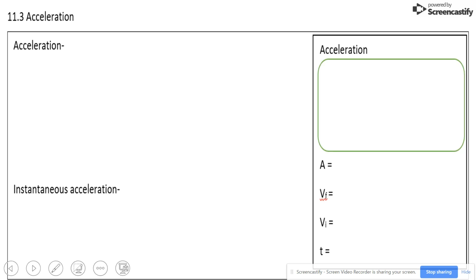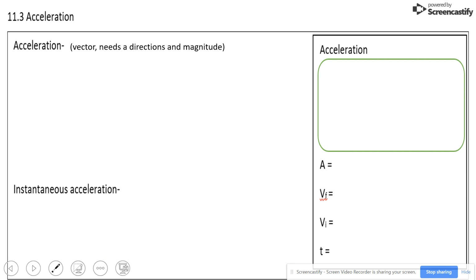For this video, we will be discussing acceleration. So in your notes packet, this is section 11.3. To begin with, we're going to start talking about acceleration and our definition for acceleration.